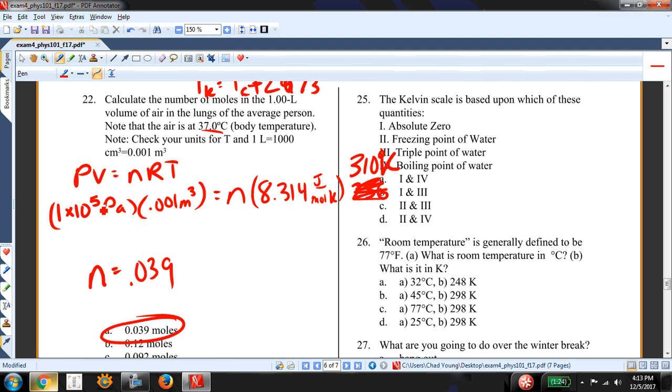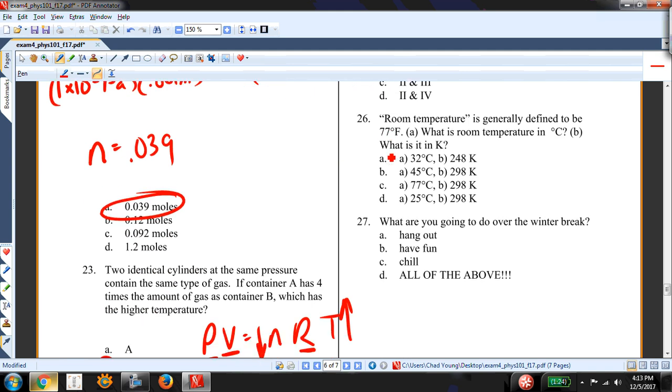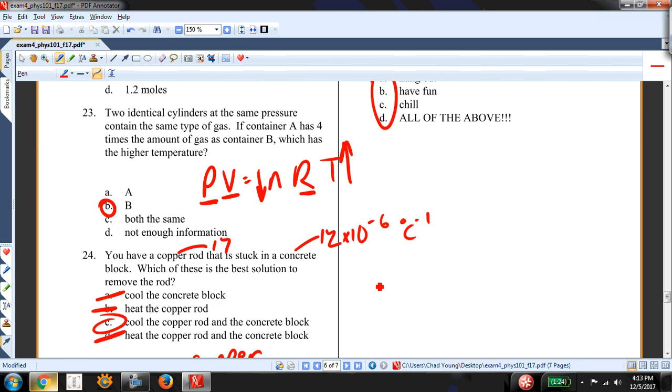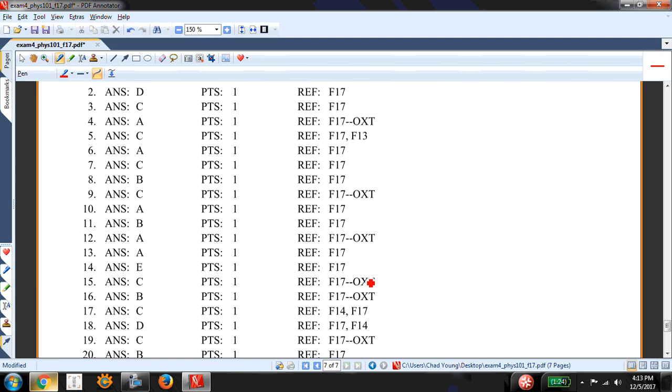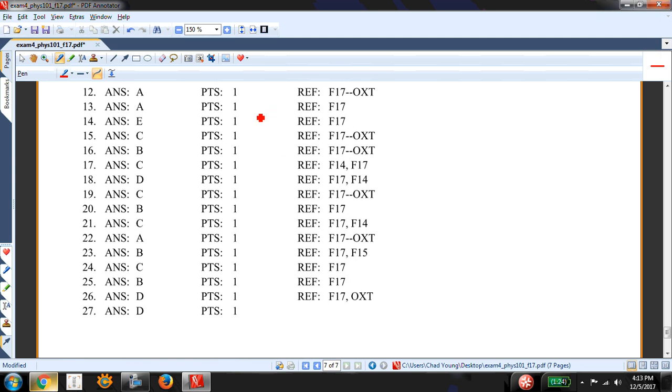The Kelvin scale is based on which of these? Absolute zero and the triple point of water. So B. And room temperature is defined to be about 77 degrees Fahrenheit. This temperature in degrees Celsius and in Kelvin is 25 and 298. That's 273 plus 25. What are you going to do? You're going to do all these things. So D is what all of you put, actually. There's all the answers, though you can find it online as well.